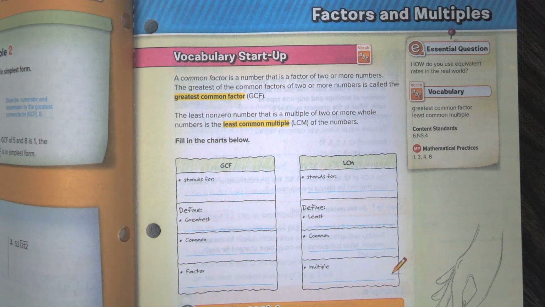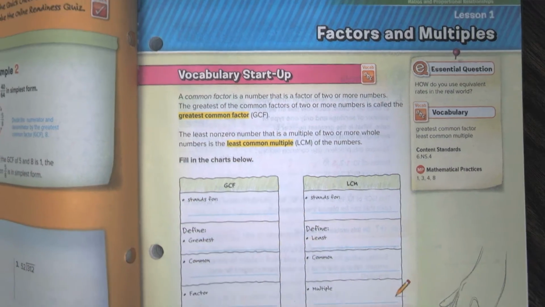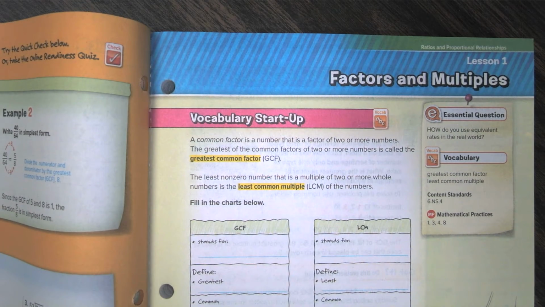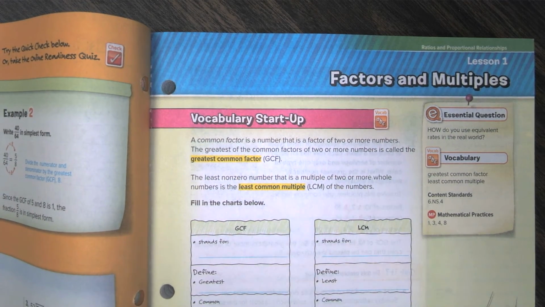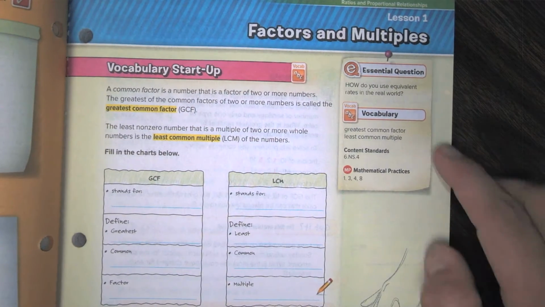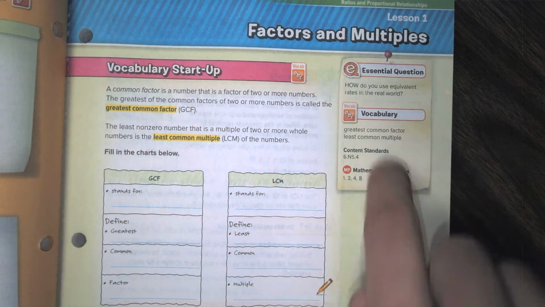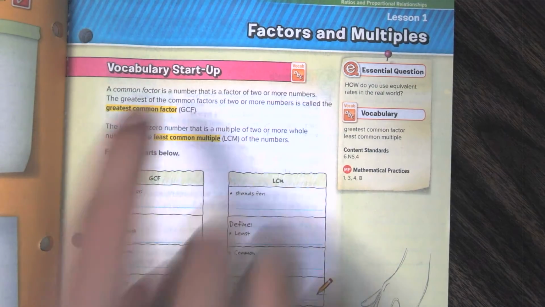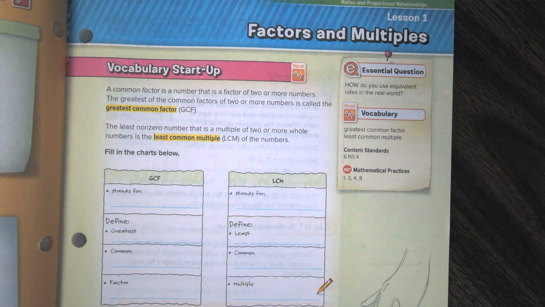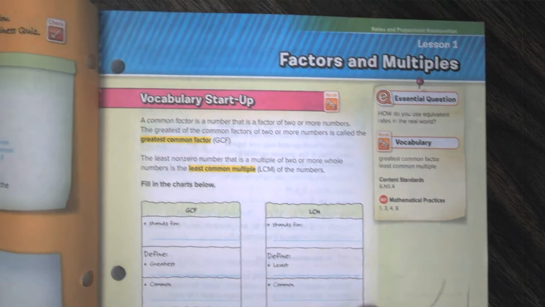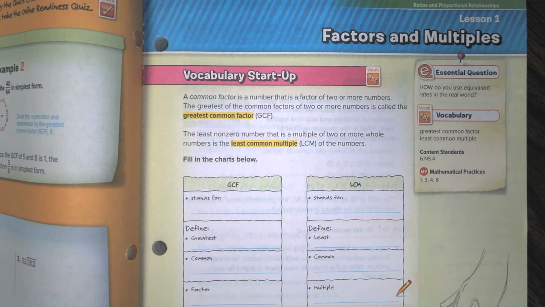Okay, page 7 shows us lesson 1. This is the first page, and this is how all the first pages of the lessons look. You have your vocab that's going to be in the lesson, the highlighted words. Those are the vocab terms, and they're both up on the wall for a reason. Like I said, we're just going to stick with factors today and start there. We'll talk about the multiples tomorrow.